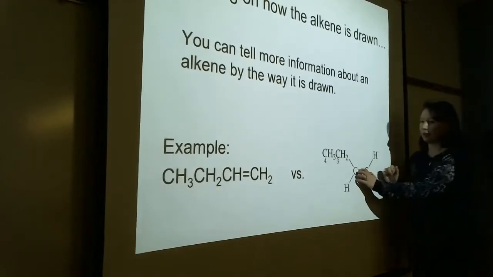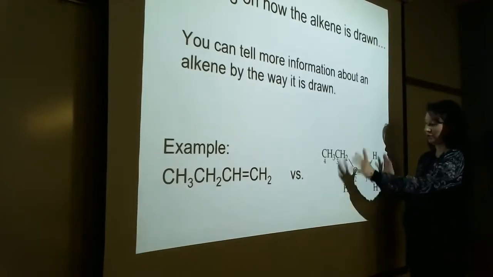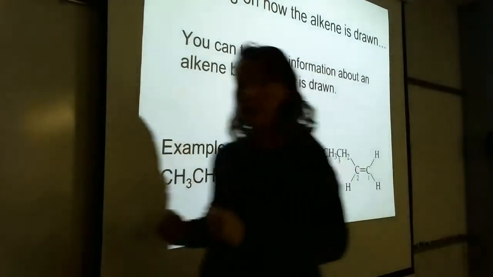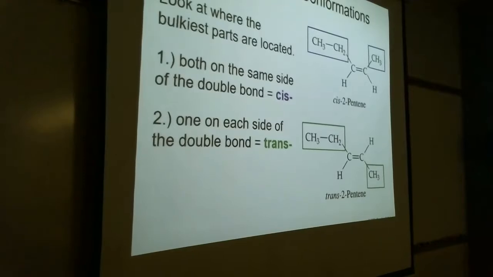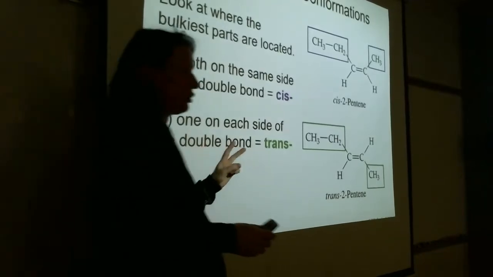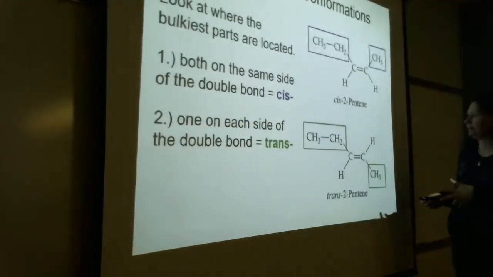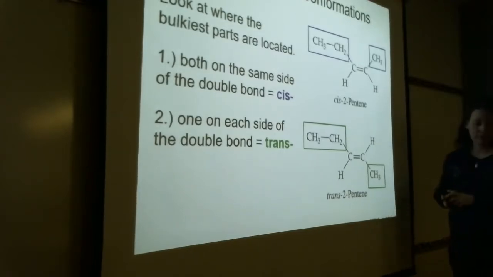Because if we actually spread this out and make it linear during that double bond, we can actually see how these things are oriented towards each other. And so you can get a lot more information based on how it's drawn. So there are 2 structural isomers here. These both have the same formula. One is cis, one is trans.